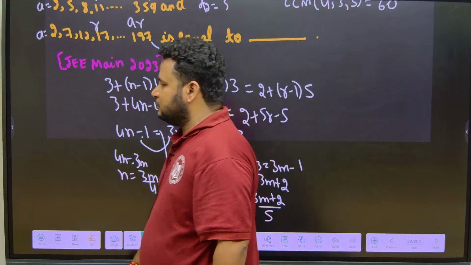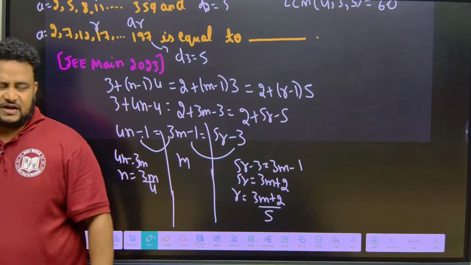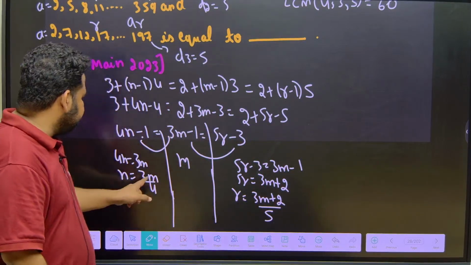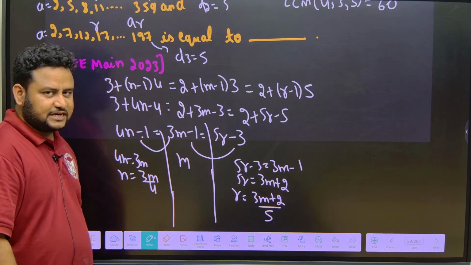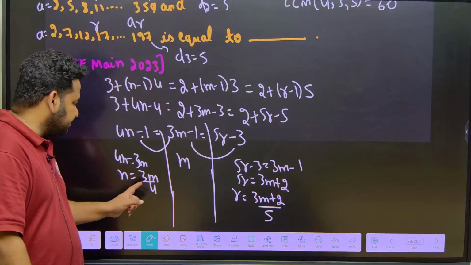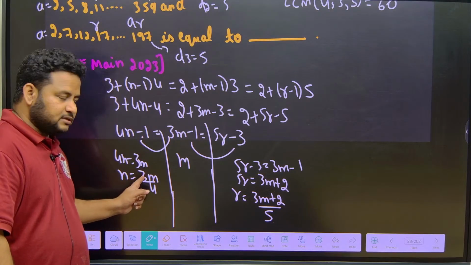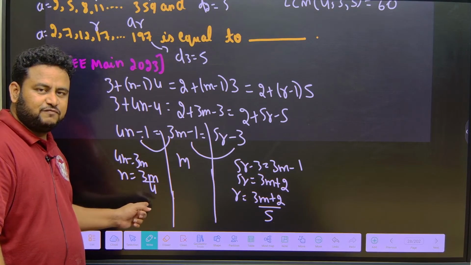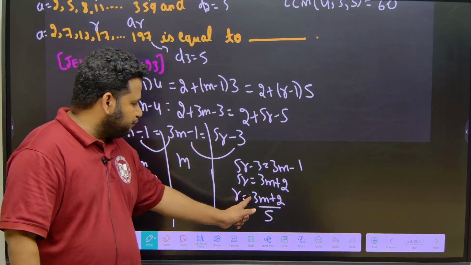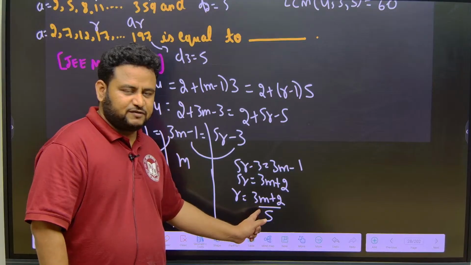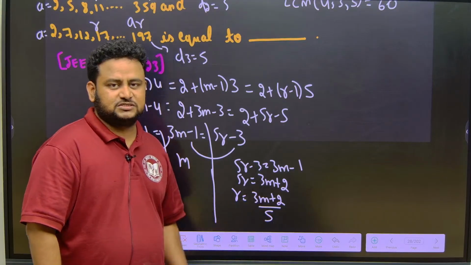So I just have to put the values for m. If I put m is equal to 3, 3 3s are 9, 9 by 4, no, because the number of terms cannot be fractional or decimal. If I put m is equal to 4, 3 4s are 12, 12 by 4 will be 3, that is fine. So m can be 4 here, but here 3 4s are 12, 12 plus 2 is 14, 14 by 5, it is not possible.